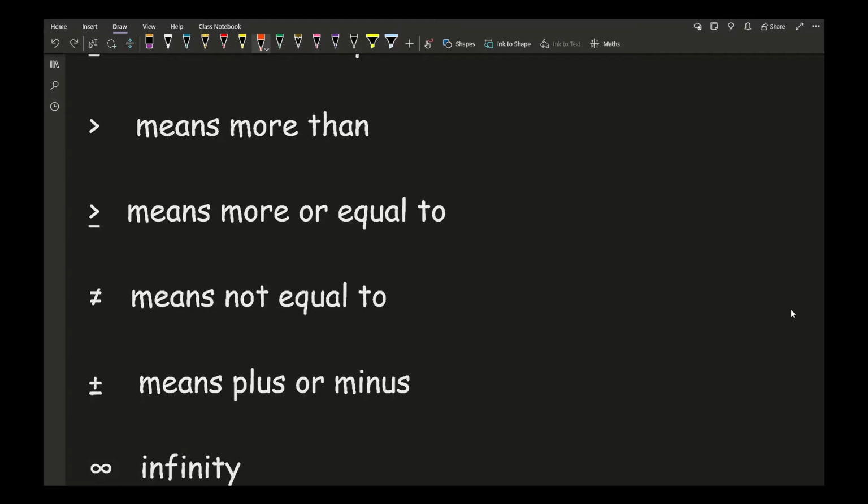Now the next ones are probably the less common mathematical symbols that you're probably familiar with. If you have an equal sign with a line going through it, then that basically means it's not equal to. So for example, if I had 4 plus 3 and I had an 8, obviously 4 plus 3 is not equal to 8, so I could put a line through it, and that means the two sides are not equal to each other.